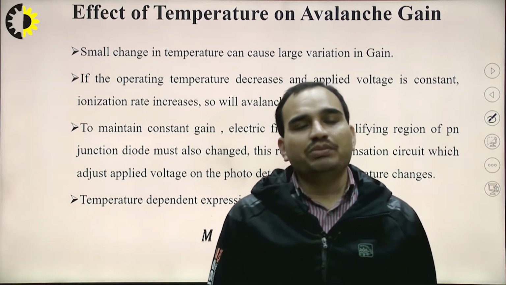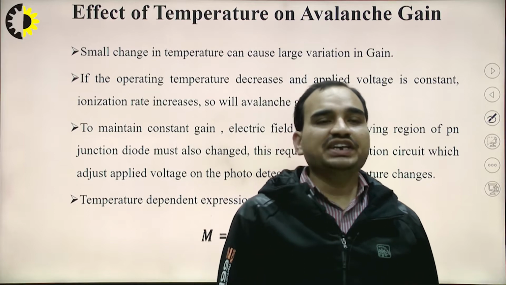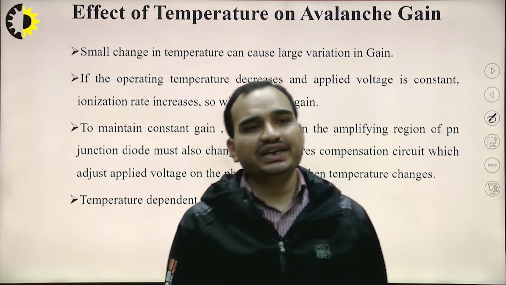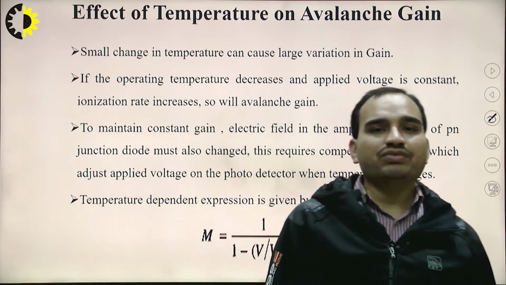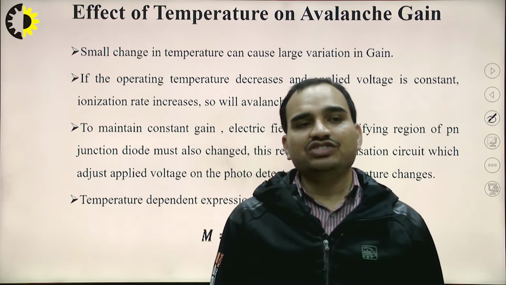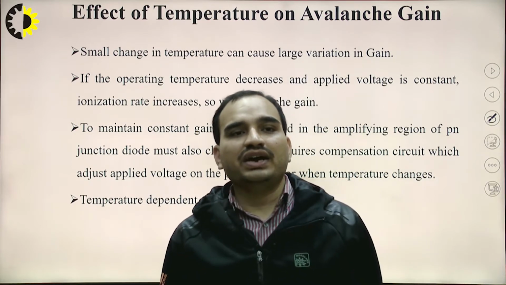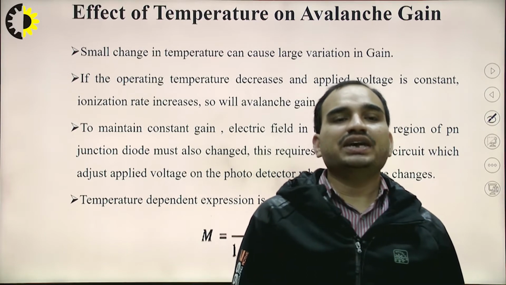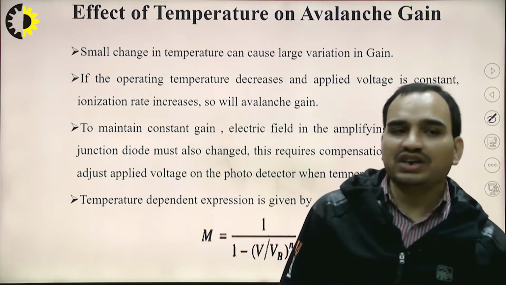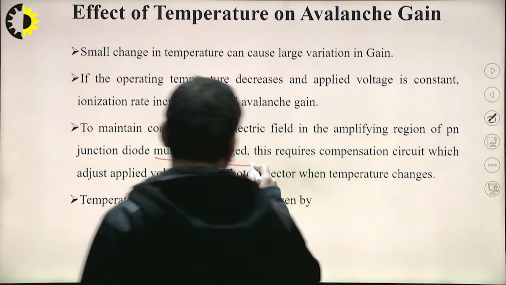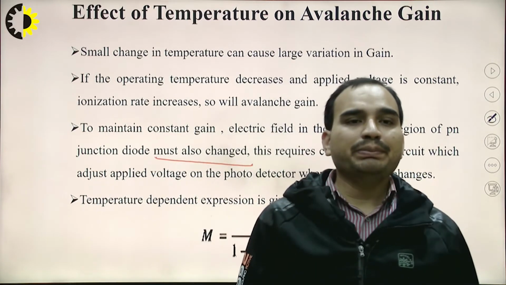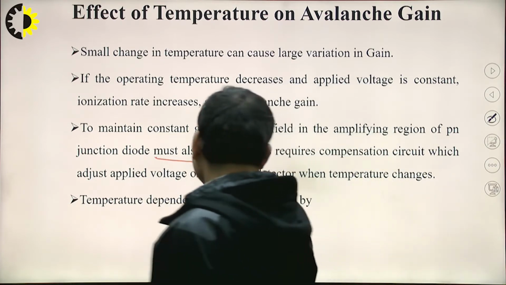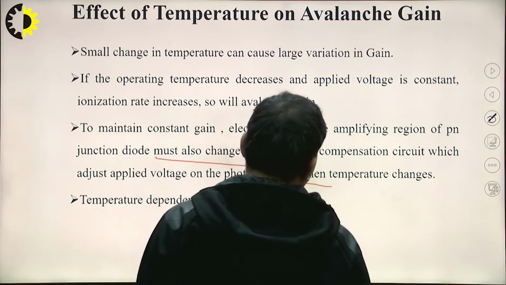So, the effect of temperature on avalanche gain. A small change in temperature can cause a large variation in gain. If the operating temperature decreases and the applied voltage is constant, the ionization rate increases, and so does the avalanche gain. To maintain a constant gain, the electric field in the amplifying region of the PN junction diode must also change, and this requires a compensation circuit which adjusts the applied voltage on the photodetector when the temperature changes.